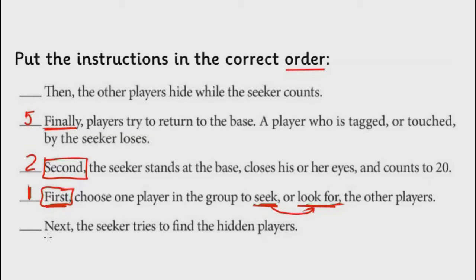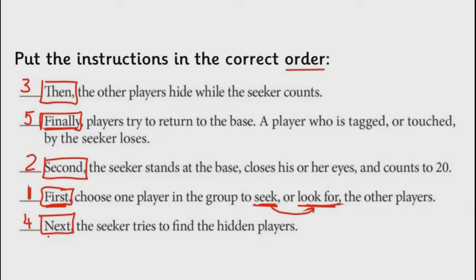What's the next step? Is it this one or is it this one? Yeah, it's this one. Then the other players hide while the seeker counts. So the seeker is counting to 20. While he is counting to 20, the other players run and hide. And this must be number 4. After he finishes counting, the seeker tries to find the hidden players. So because of these order phrases, now we've put the instructions in order.